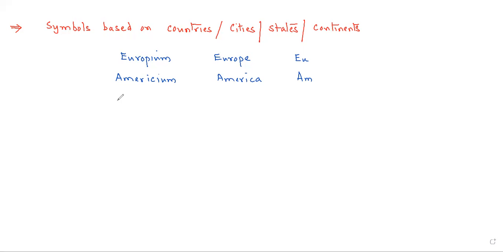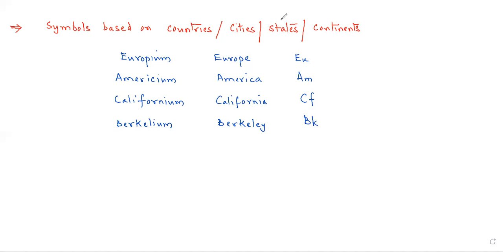Now, there is a state in America called California, on the basis of which an element is named as Californium. And this, of course, is given the name based on the name of a state in America. Coming to the symbol, it is CF. Now, there is a city called Berkeley, based on which an element is named as Berkelium. So this can be given as BK.